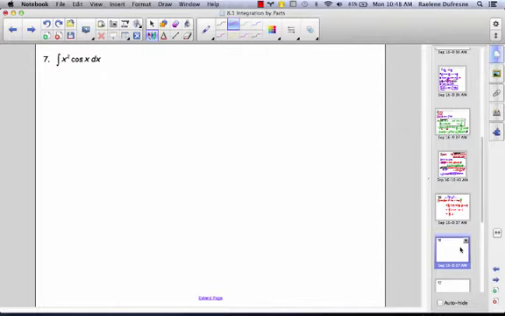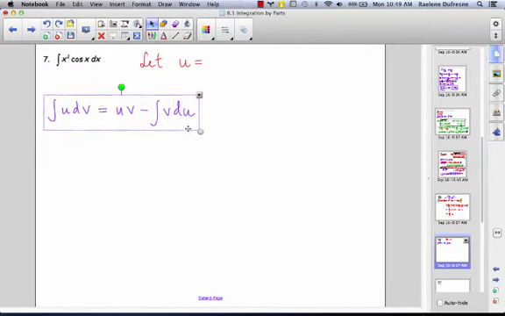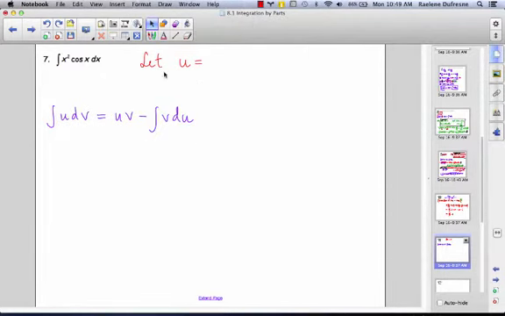In number 7, we have the integral of x squared cosine x dx. Well, we had two options in number 5, and remembering that the integration by parts formula says that the integral of u dv is equal to uv minus the integral of v du, we have to set up an option for u and an option for v. So from the previous two questions, we found that letting u equal the polynomial term, the x, as opposed to the cosine x or trigonometric term, worked out for us.